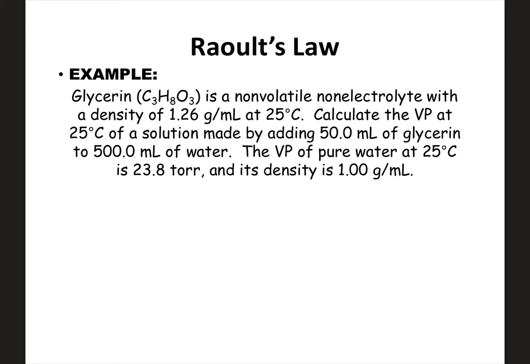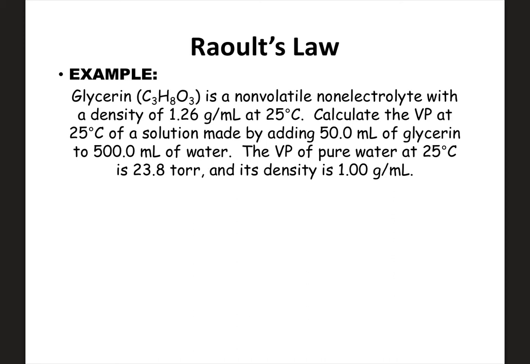It wants us to calculate the vapor pressure at 25 degrees Celsius of a solution made by adding 50 milliliters of that glycerin to 500 milliliters of water. They're giving us the vapor pressure of the pure water at 25 degrees Celsius, and we're given the density here of pure water. All right, so this is going to be a Raoult's law problem. We're trying to find the vapor pressure here of this solution. All right, and we know the vapor pressure of pure water, so we know that the vapor pressure of the solution should be lowered according to the colligative properties here, but we have to actually go about solving this.